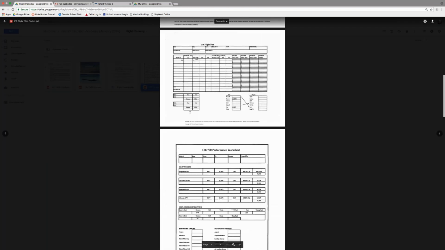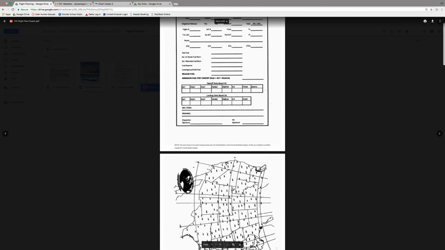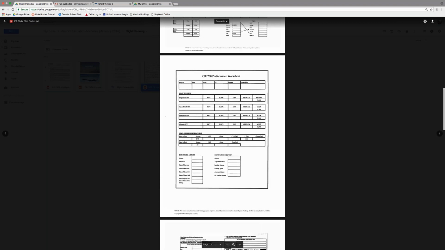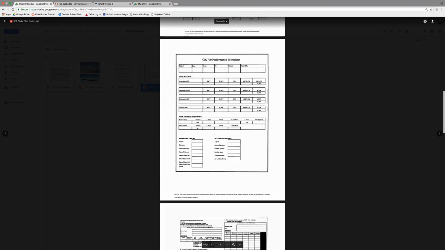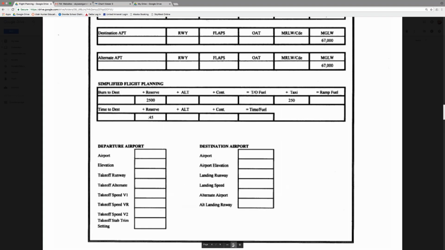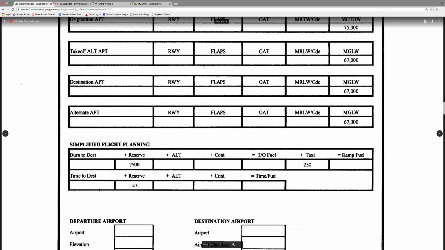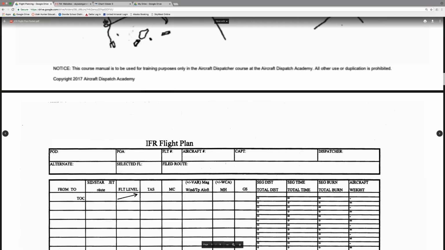So our stab trim is also something that we're going to be seeing on our flight plan here. Let's see, I think it's down on, yeah. So this is the dispatch release that you guys will be filling out. So we'll figure out the V1, VR, V2 speed and our takeoff stab trim setting. So we've gone over all of that in just that short amount of time.